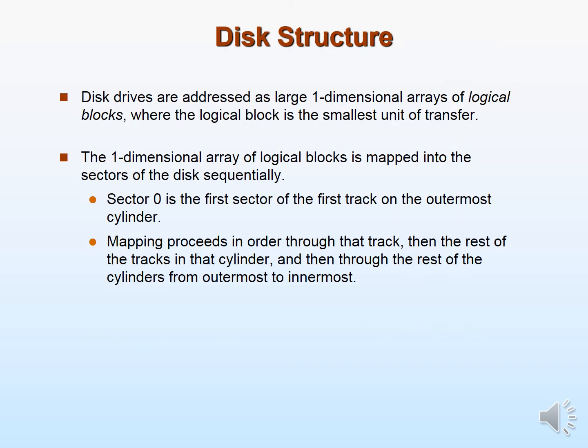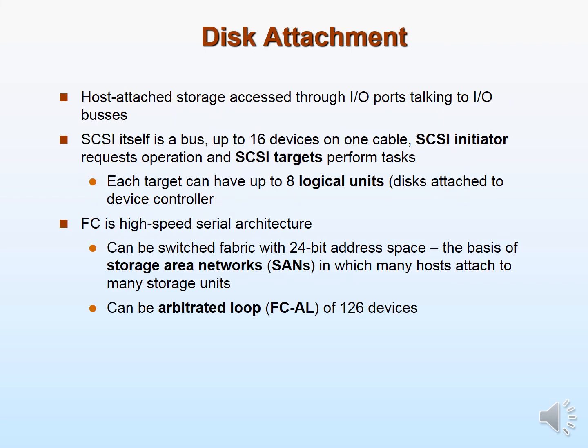The disk structure is addressed as logical blocks. A logical block is the smallest unit of transfer. The disk is a one-dimensional array of logical blocks, mapped onto the sectors of the disk sequentially. Sector 0 is the first sector of the first track on the outermost cylinder. Mapping proceeds in order through that track, then the rest of the tracks in that cylinder, and then through the rest of the cylinders from outermost to innermost.